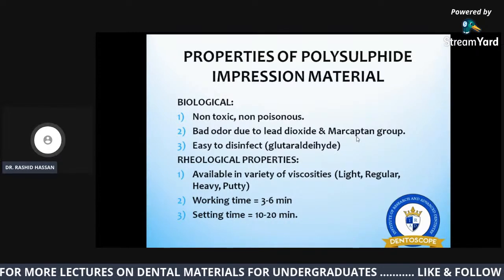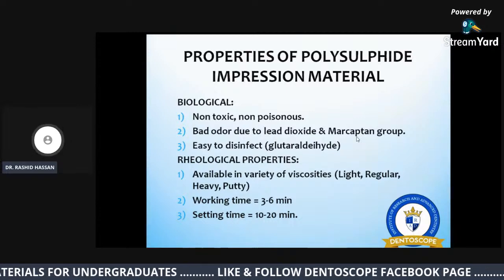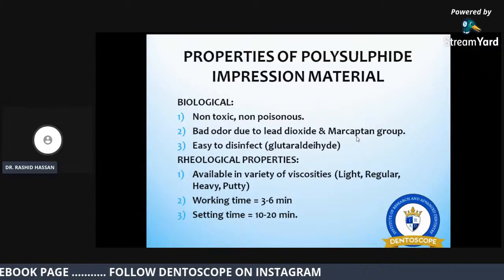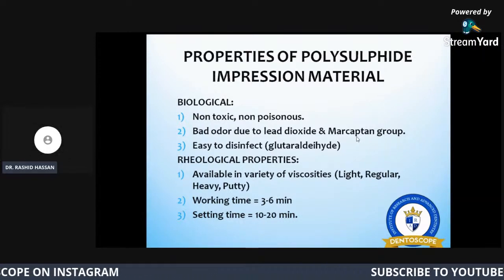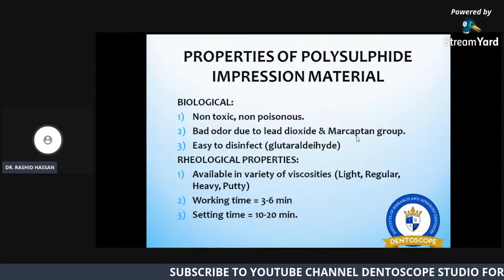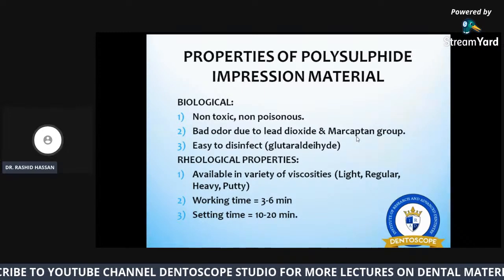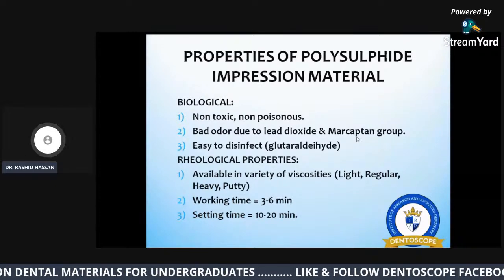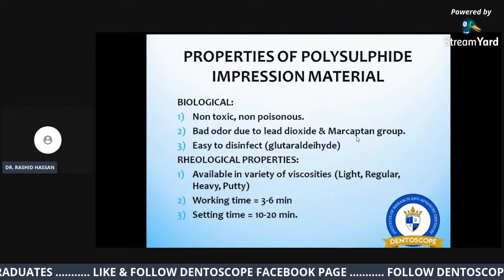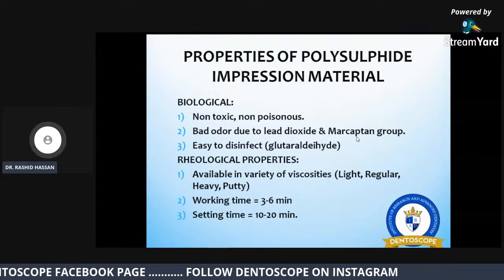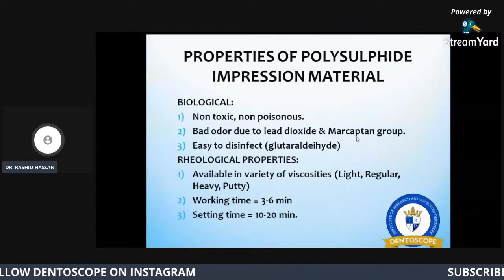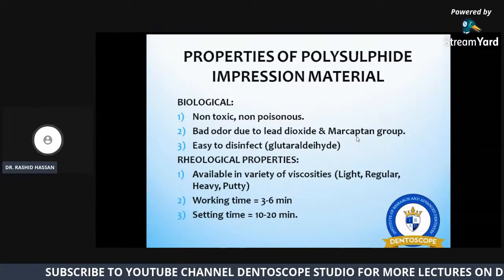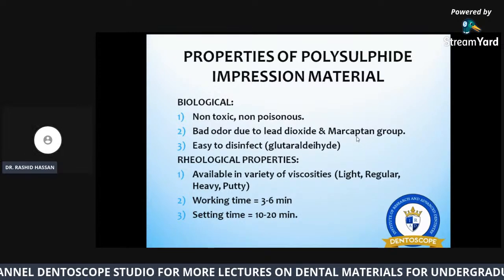So next we talk about the rheological properties. Rheological properties are basically the properties of flow of a material. Rheology is the study of flow of a material, and the rheological properties suggest that the polysulfide impression materials are available in all four consistencies: light body, regular body, heavy body, and putty consistency. You can use any one of them according to the need and according to the area that you want to capture.